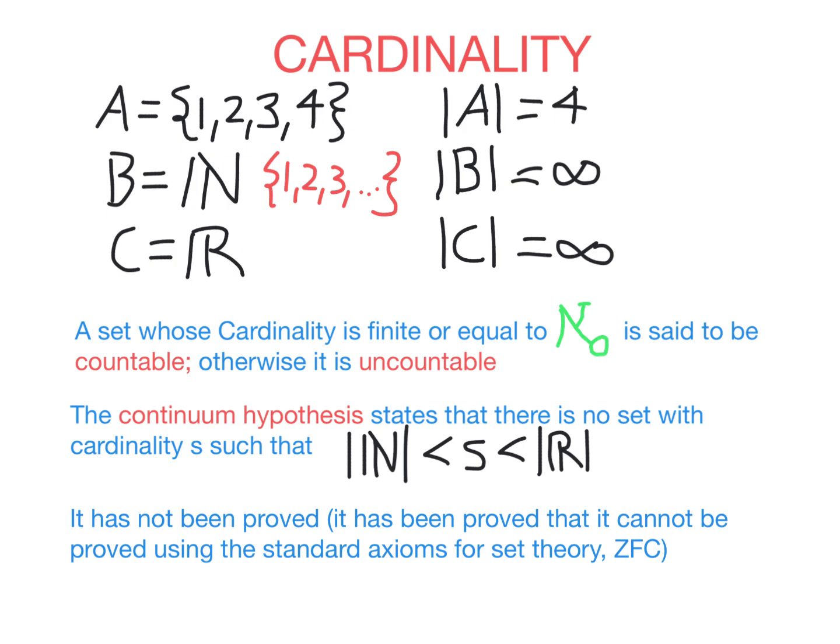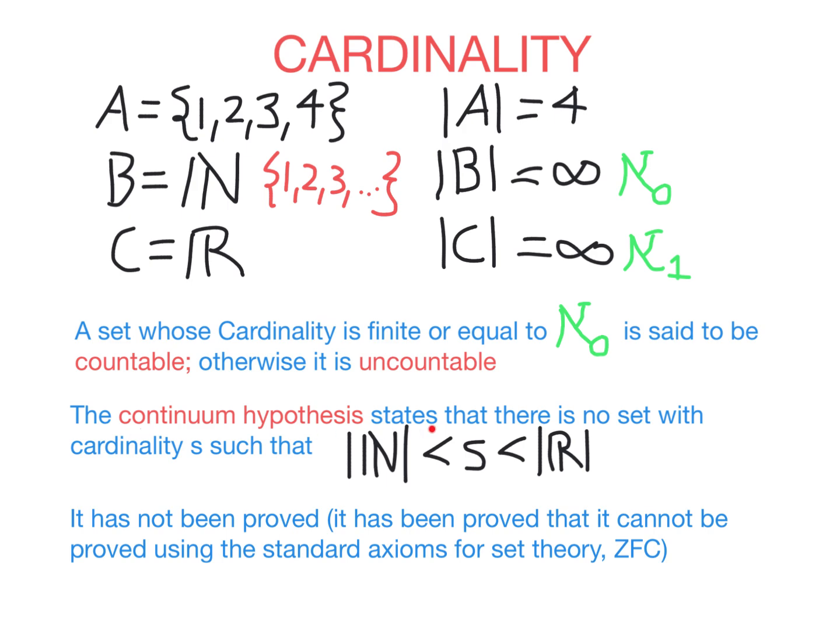There are more real numbers than that. So to distinguish between two types of infinity, we say the cardinality of the natural numbers is this symbol here, aleph naught, and the cardinality of the real numbers is aleph 1. So a set whose cardinality is finite or equal to aleph naught is said to be countable, otherwise it's uncountable. So we say that these two sets are countable and this set is uncountable.